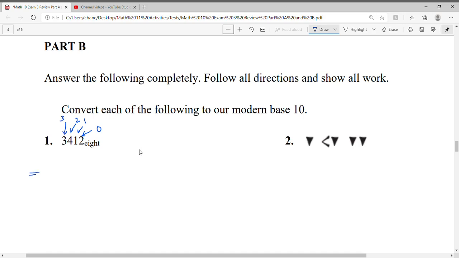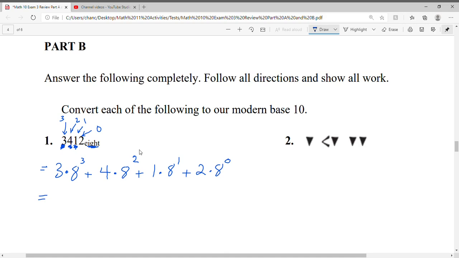Since we're converting it to base 10, this is equivalent to 3 times 8 cubed. The 3 is the number in the front, the 8 is from the base, and the 3 is the exponent. The next one's going to be 4 times 8 raised to the second, plus 1 times 8 to the first, plus 2 times 8 to the 0.